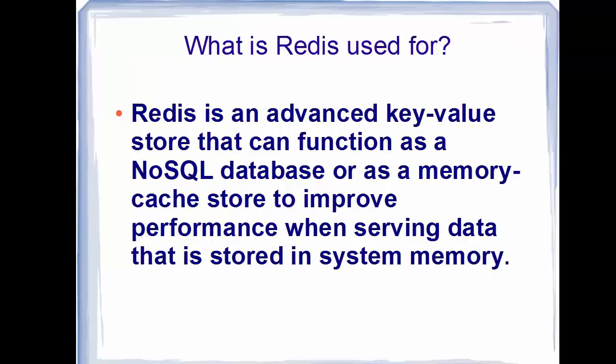Now what is Redis used for? As I already mentioned, it's an advanced key value store that can function as a NoSQL database or as a memory cache store to improve performance when serving data that is stored in system memory. And also it can be used as a message broker. So it can be used in place of caching systems such as Memcached.